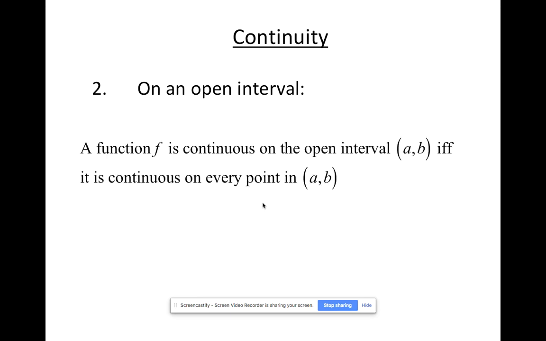On an open interval, so we're not so worried about what is happening on the endpoints or whether they're equal or not, a function is continuous on the open interval (a, b) if and only if it's continuous on every point. So at every point, the limit that's coming in actually satisfies this continuity definition.